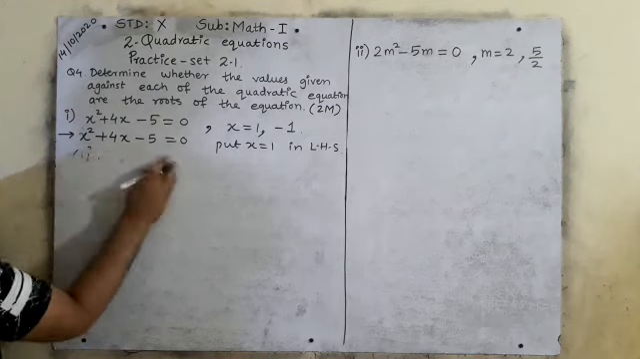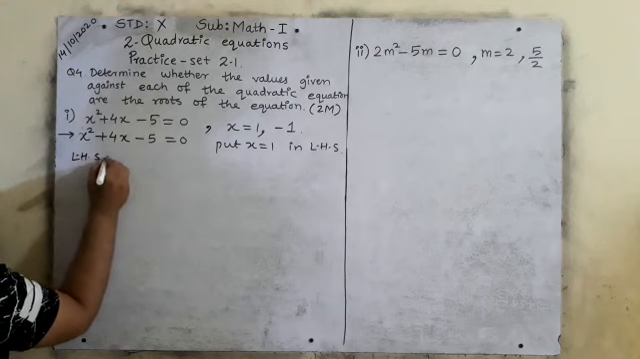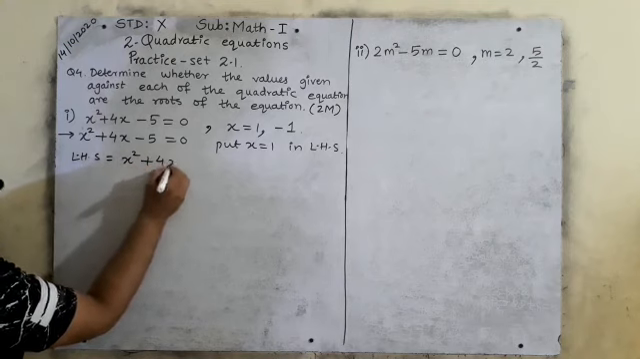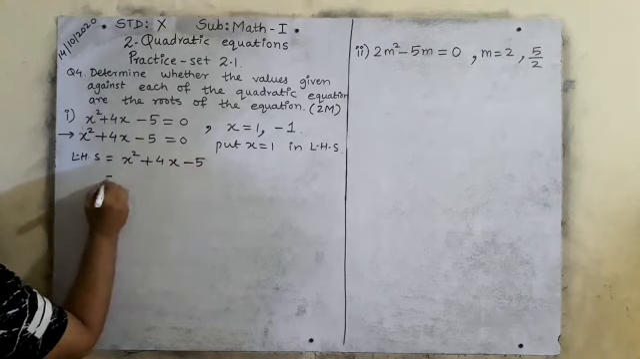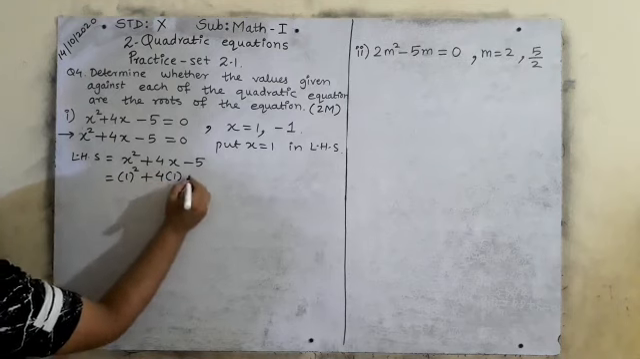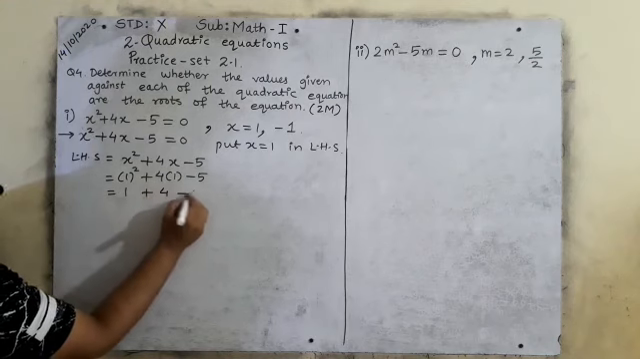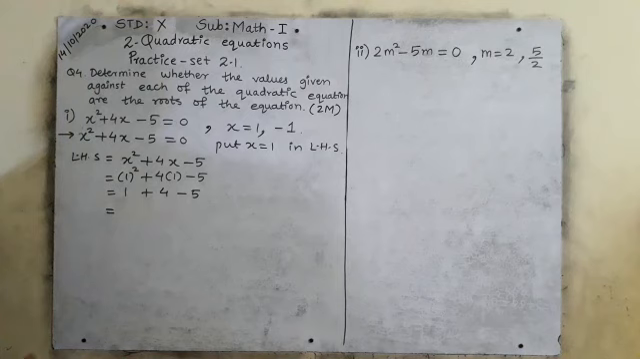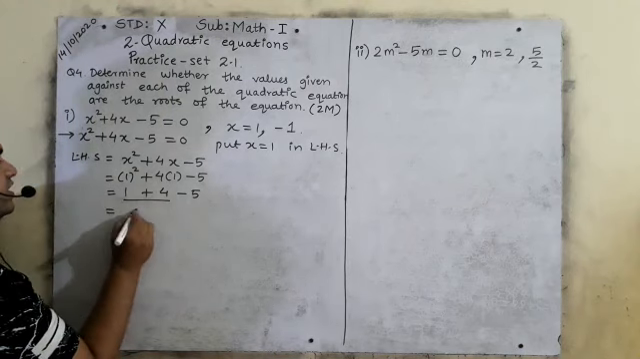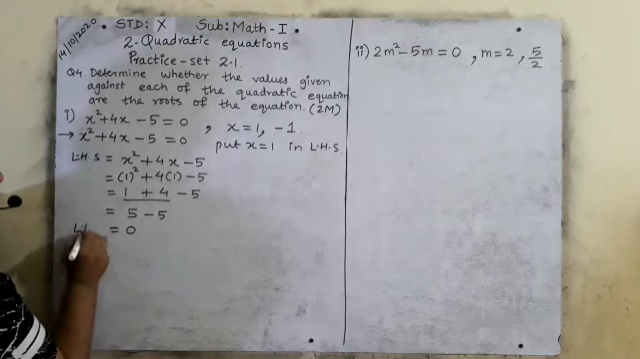First you will write LHS, and the left hand side is equal to x square plus 4x minus 5. Instead of x you will use 1, that is 1 square plus 4 ones are 4 minus 5. What is the square of 1? 1. 4 ones are 4 minus 5. Now which two are the like terms? These two are like terms, plus 1 and plus 4. It is 5 minus 5. So the answer is 0.